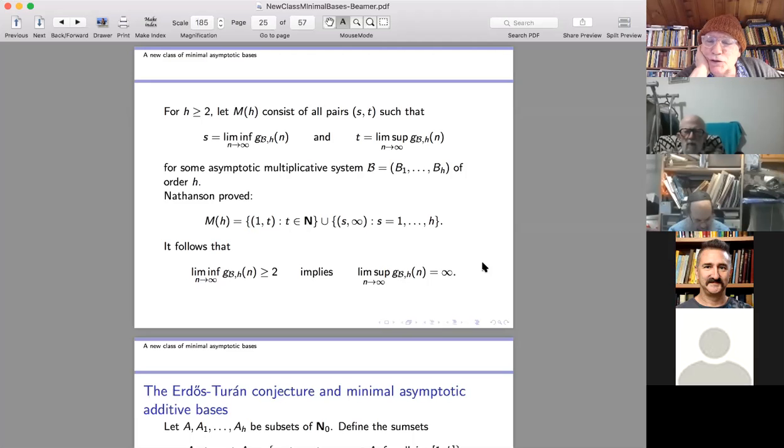There is a well-known journal. This paper was published in the Israel Journal of Mathematics, which is a well-known journal. There is a less well-known journal called the Palestinian Journal of Mathematics. And as far as I am aware, I am the only mathematician who has published in both journals. Curious.